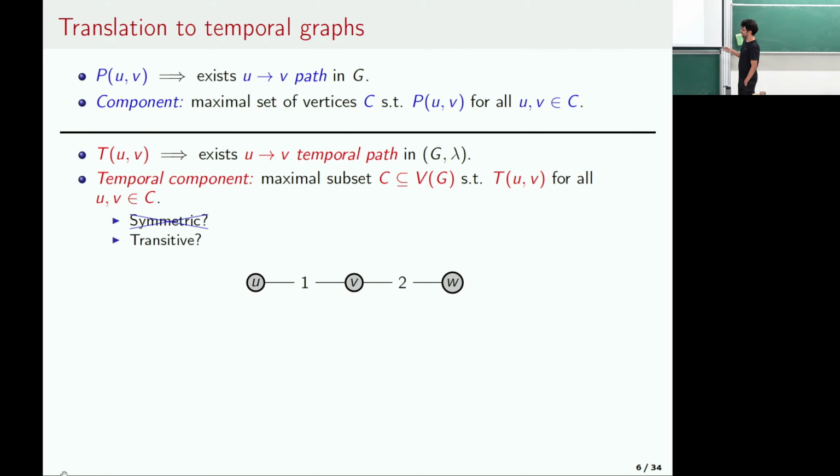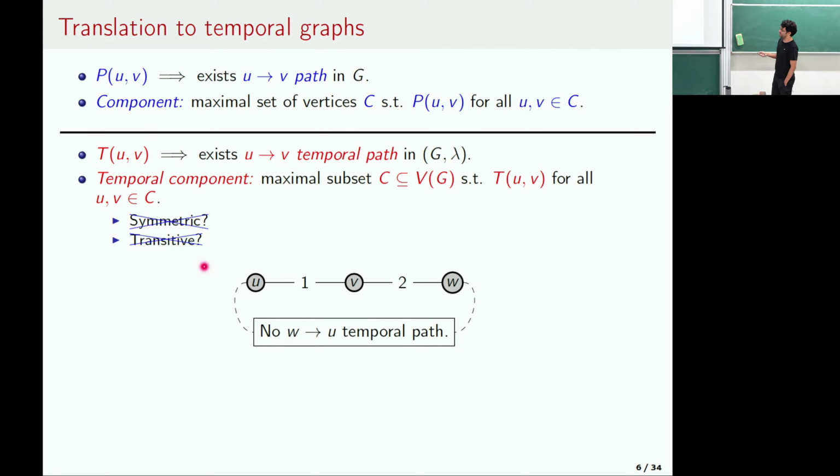These are easy examples, but it turns out that I tried doing this for a while, and it's actually hard to come up with a relationship that defines good components for temporal graphs. This is actually a big subject of research right now. People try to define what they think temporal components should be, and even deciding, for some definitions of components, whether your graph has a temporal component of size at least k, I think that is already NP-complete.